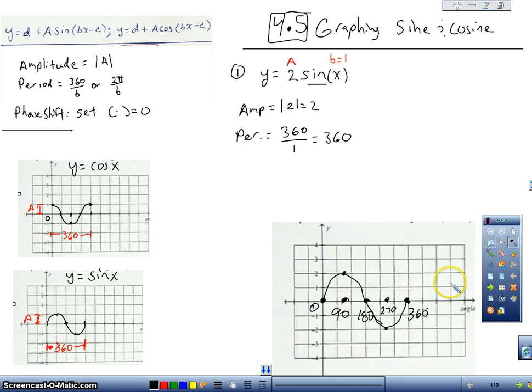Okay, and so relative to the normal sine wave, this has a higher amplitude, which represents a wave that has twice the strength as this normal one that only goes up to 1. Okay, so that's that example. We're done with that. Let's do another one.